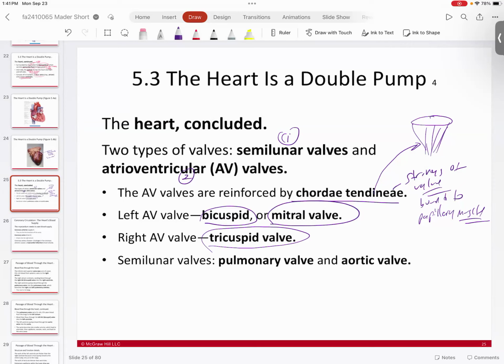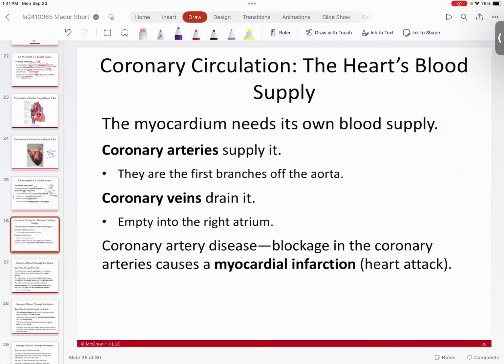The semilunar valves, which is the next grouping, are the ones separating the ventricles from the great vessels, whereas the AV valves separate the atria from the ventricles. So the pulmonary valve is the one that separates the right ventricle from the pulmonary trunk, and the aortic valve separates the left ventricle from the aorta. Both of those are half moon-like structures.